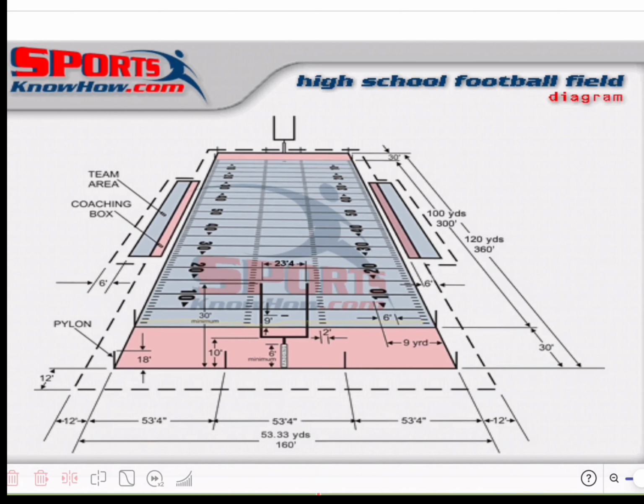And these little lines that run parallel to each other, they look like zippers almost, or a seam on a shirt or something. These are called hash marks. The play ends anywhere outside hashes.